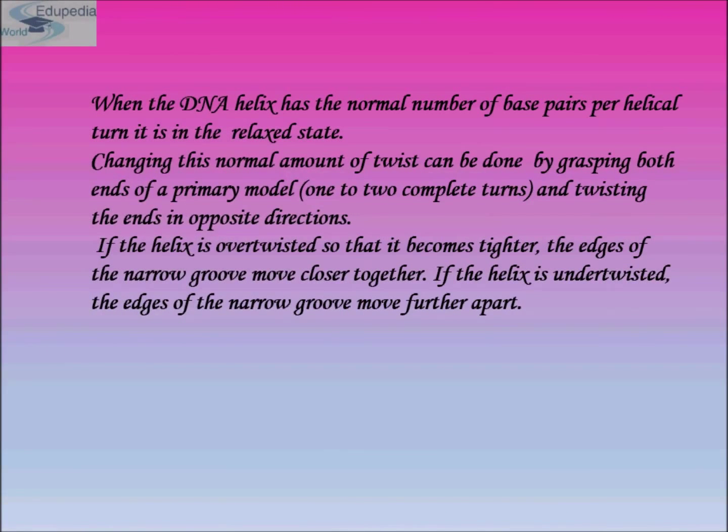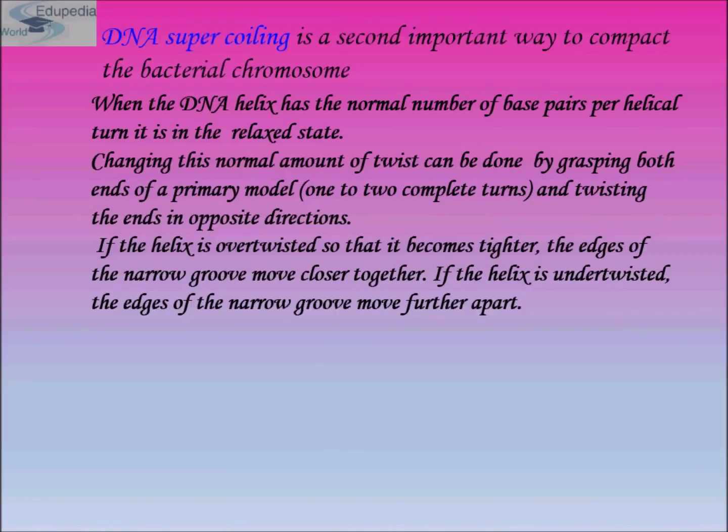When the DNA helix has the normal number of base pairs per helical turn, it is in the relaxed state. Now we are discussing supercoiling. Changing this normal amount of twist can be demonstrated by grasping both ends of a short linear molecule and twisting the ends in opposite directions.